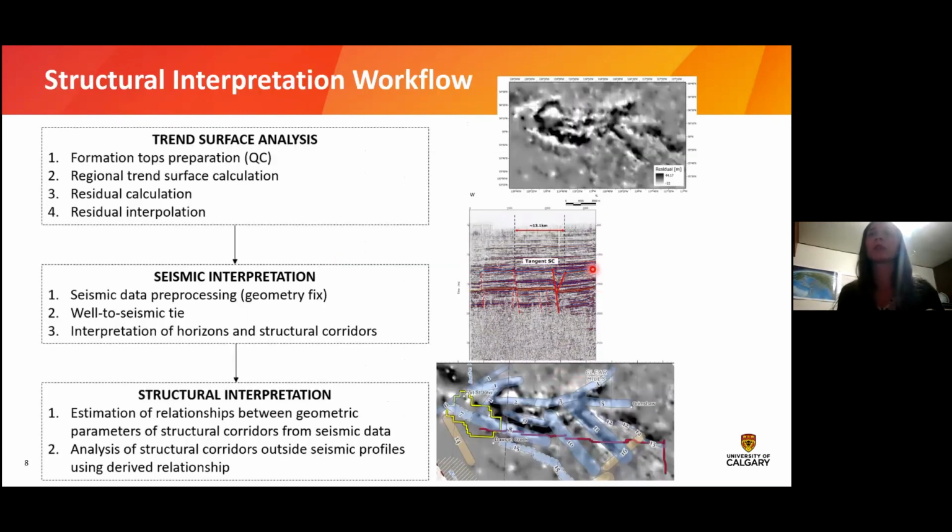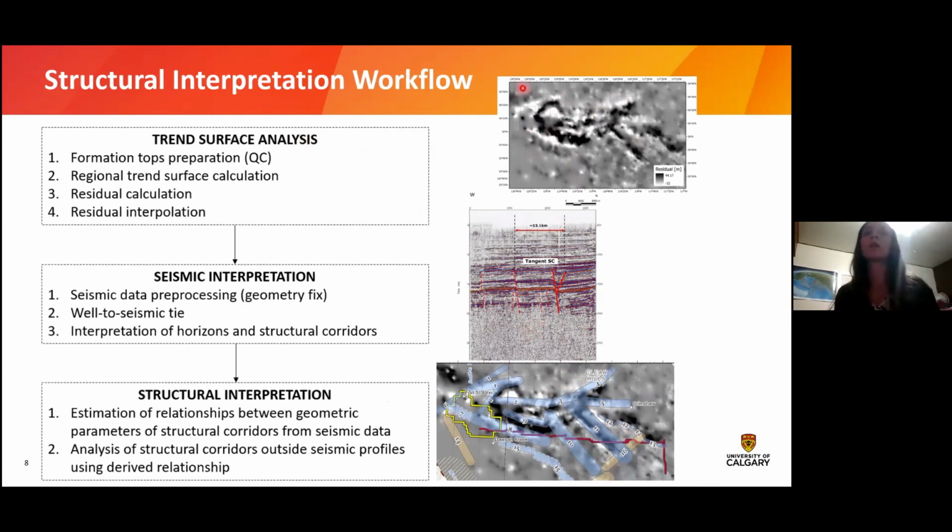So the workflow that we used had three steps. The first step was to perform the trend surface analysis based on the available well top data. The idea was to calculate the residual of the trend surface that was produced for each of the formations. We have analyzed several formations, which I'll describe later.